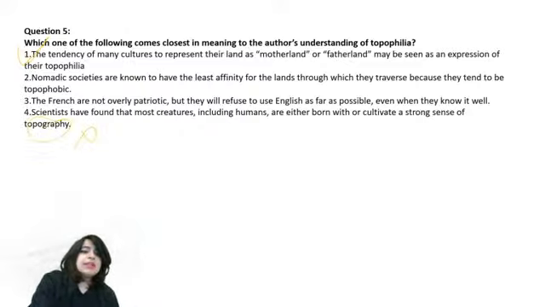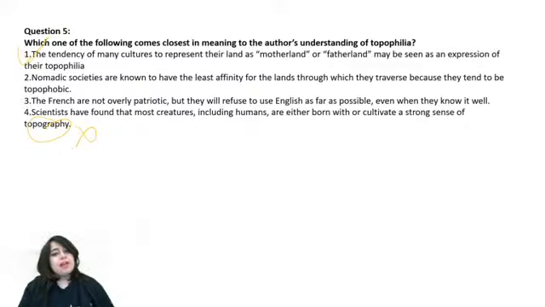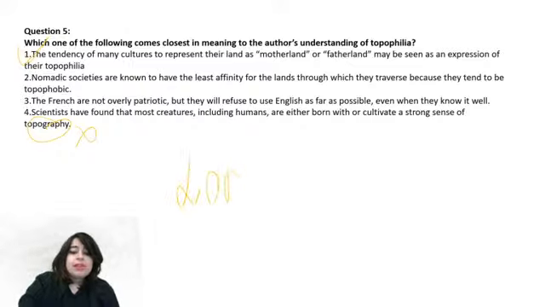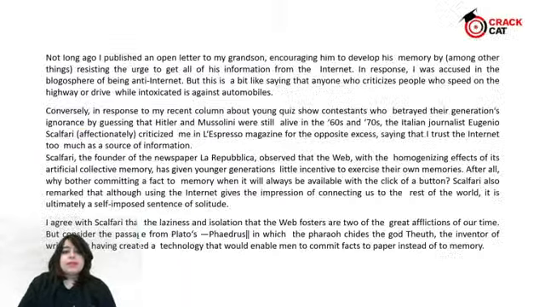So don't confuse topography with topophilia. The answer is the first one. I hope all of you could see how we have found the answer. This is a level of difficulty 2 passage.